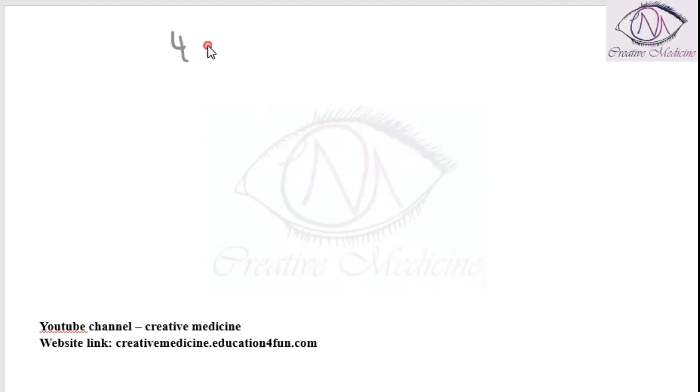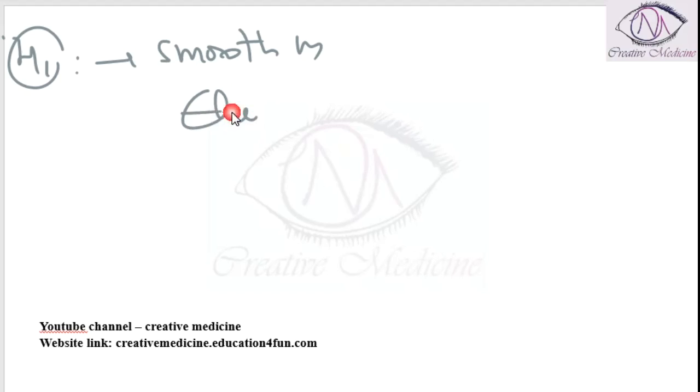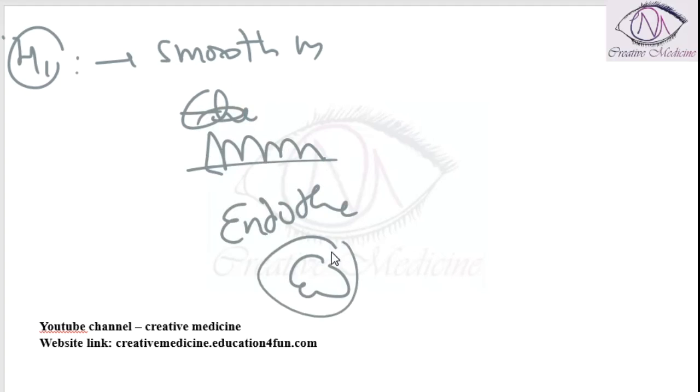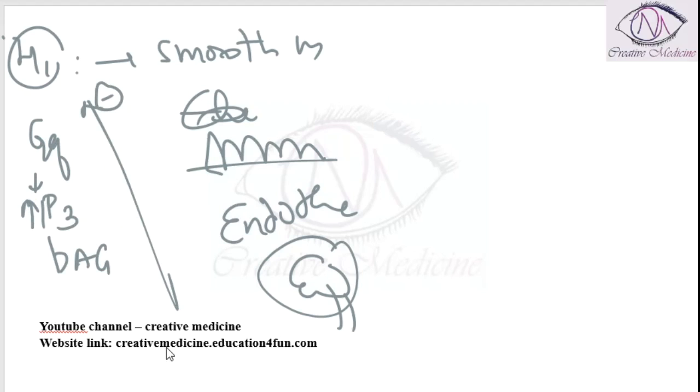So there are four histamine receptors. We have H1, H2, H3 and H4. First H1. H1 is present on smooth muscles and it is also present on the endothelium of the blood vessels and in the brain. This H1 receptor acts on Gq type of G protein receptors, which increases the IP3-DAG pathway. Cetirizine and promethazine are the antagonists of the H1 receptor.